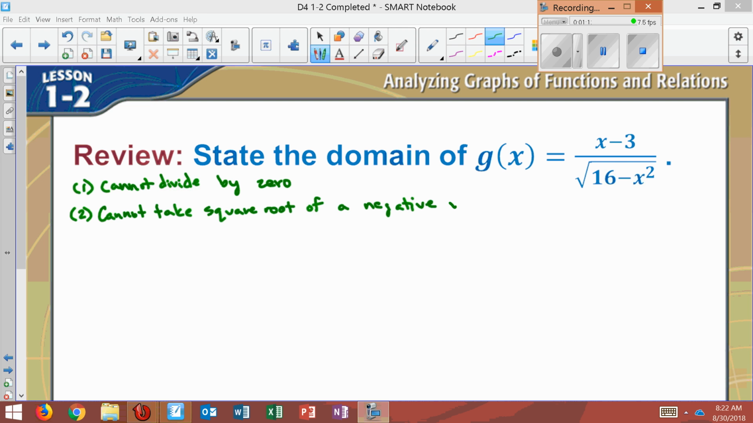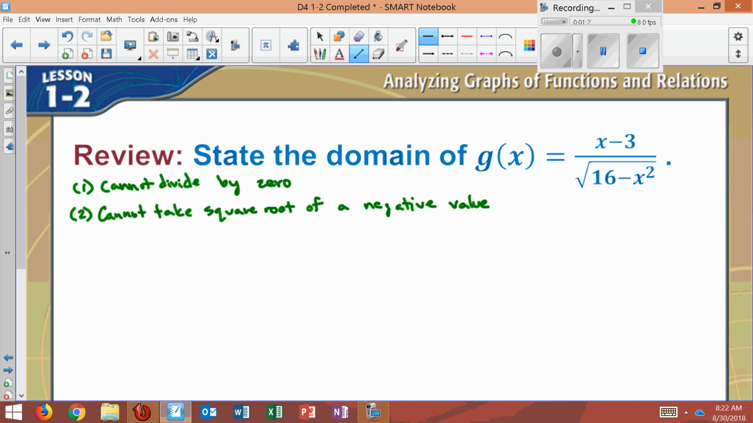So, how do I find domain without using the graph? How can I find algebraically the domain of this function? Well, you just look to see if there's any of these rules being broken or that could possibly come into play. So first, do we have division? Yes, we do. Do we have a square root? Yes, we do.